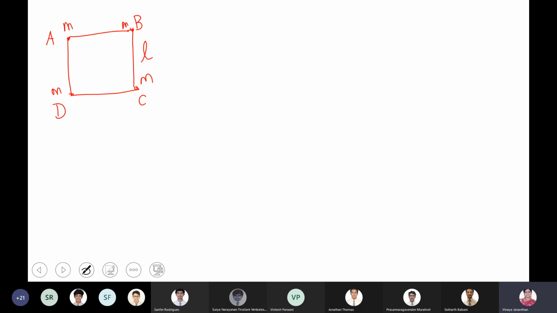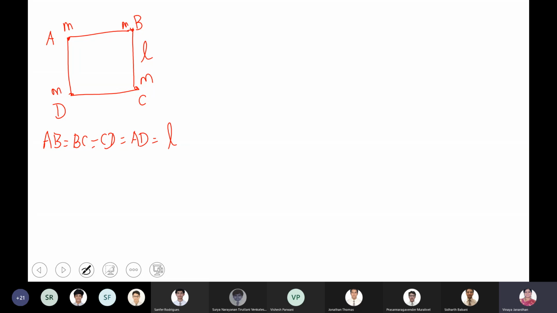The question is, find the potential energy of this system. For that, we'll define the side length. Now let us see what is AB. AB will be equal to BC, which is equal to CD, which is equal to AD. All these lengths are L.